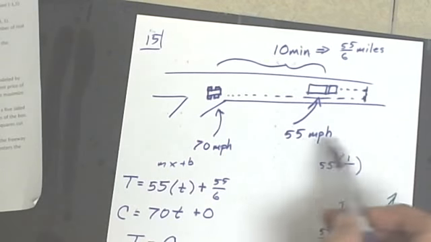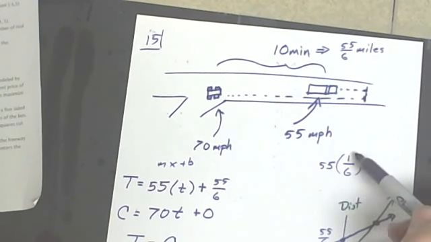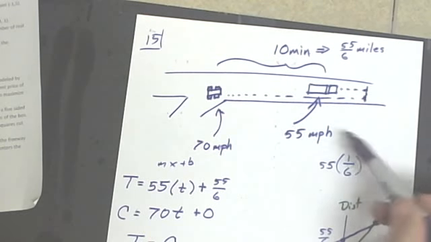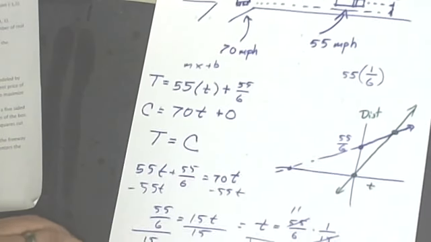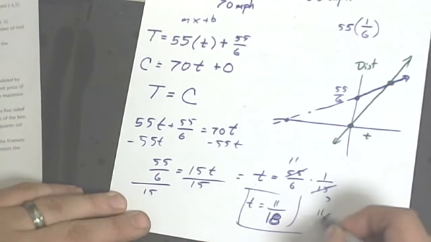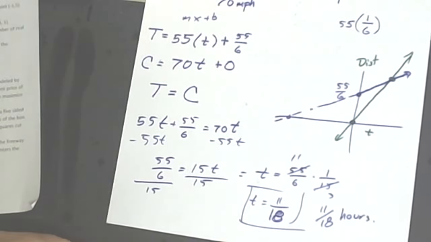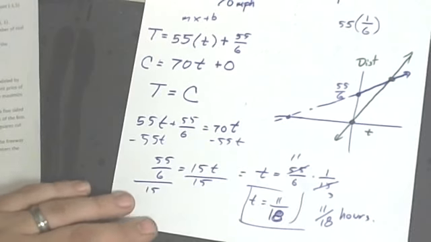Well, in this problem, we're all in miles per hour. And notice we turned those 10 minutes into 1/6 of an hour. Our time in this problem is hours. So t, that's 11/18, 11/18 hours. If you want to turn that into minutes, you'd have to do a little unit conversion thing and turn that into minutes. And you're certainly welcome to do that.